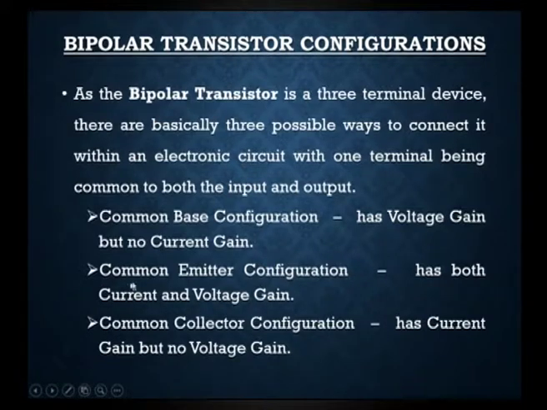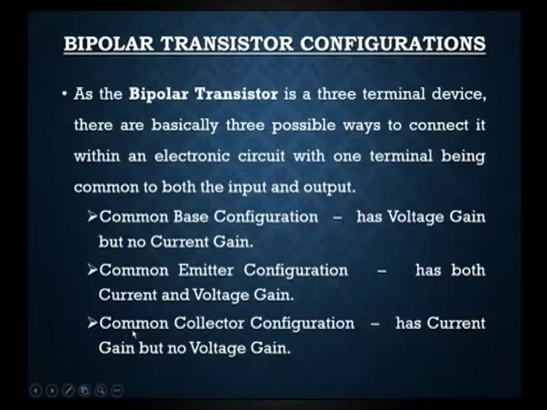And also, the common emitter configuration has both current gain and voltage gain. So, for common emitter configuration we get both voltage and current gain. The common collector configuration has current gain, but no voltage gain. So, these are the factors we need to remember for the different configurations of a transistor.